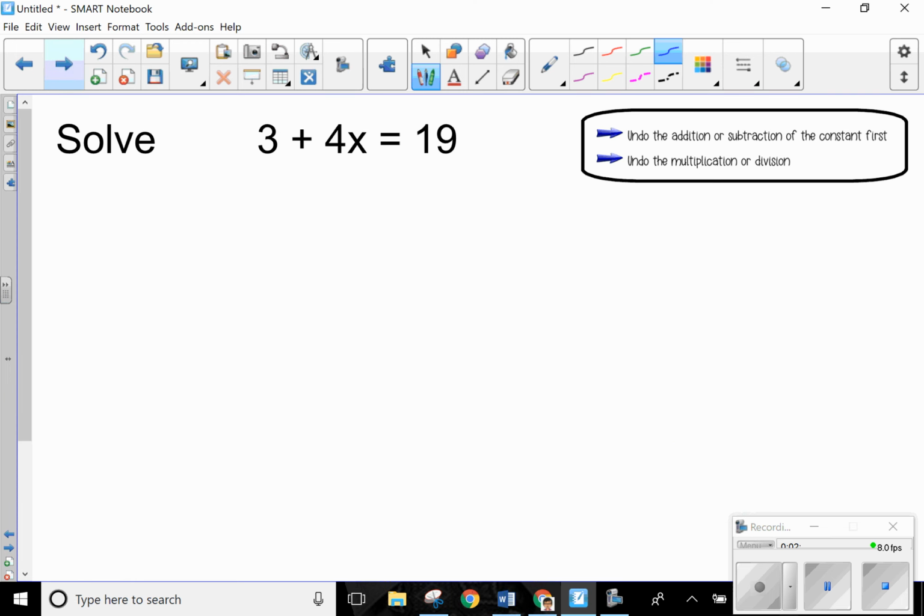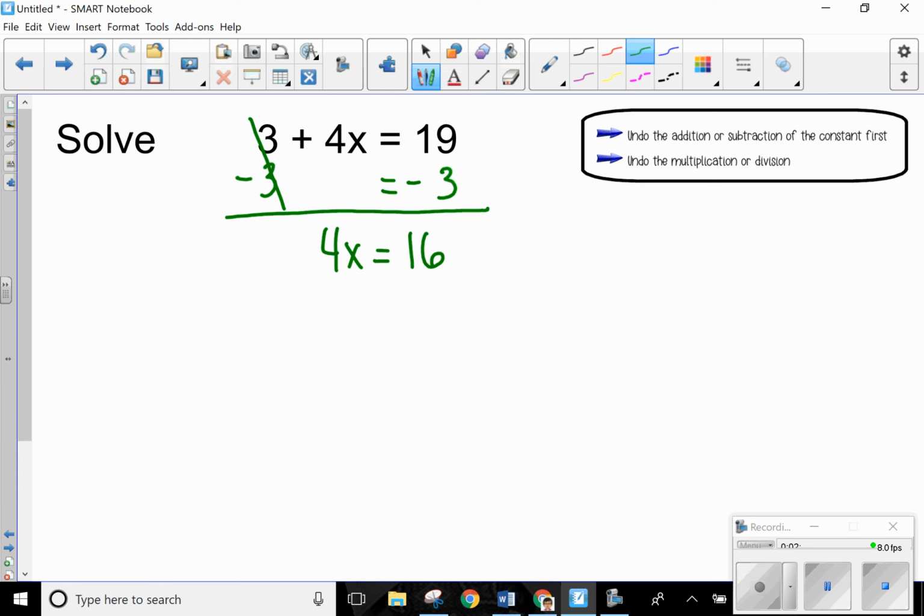Here's our last example. We have 3 plus 4x equals 19. Again, this is a two-step equation because there are two steps. There's an addition of 3 and there's a multiplication of 4. So I do want to undo the addition or subtraction of the constant. The constant is the 3. So I'm going to subtract 3 on both sides of the equation. My 3 minus 3 zeroes out, and I'm left with 4x on the left, and 19 minus 3 is 16.